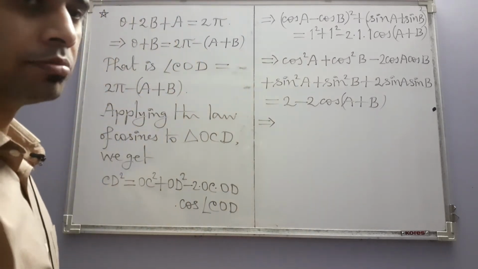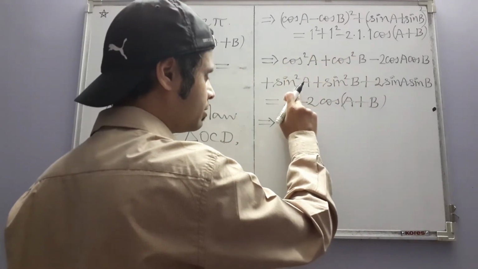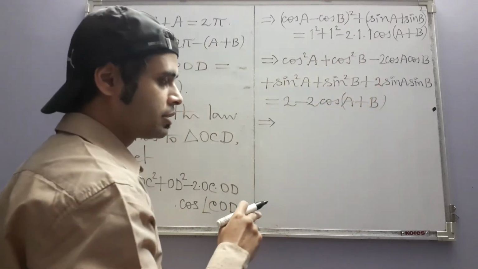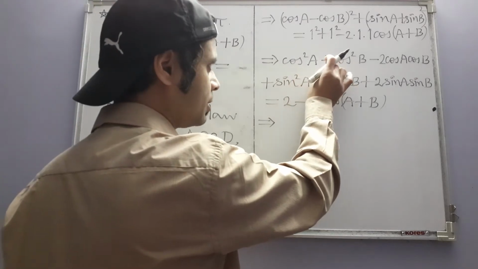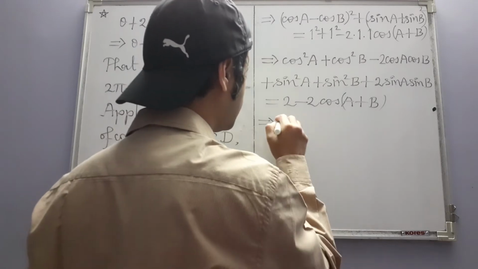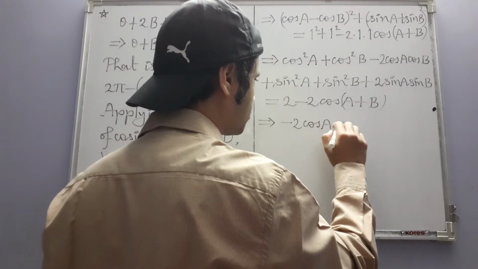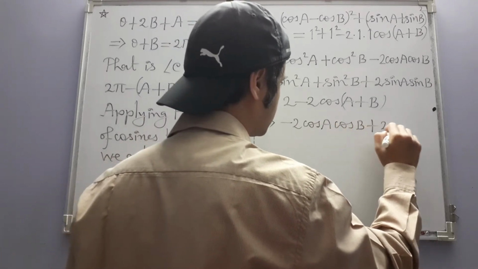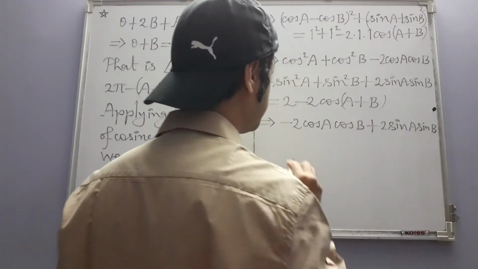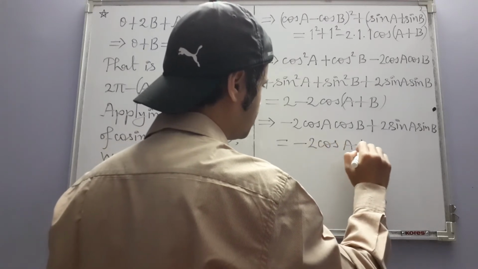Let us be a little brief. Cos square A plus sin square A is going to give us 1. Again, cos square B plus sin square B is going to give us another 1. These two ones give us 2, and we have 2 on this side also, so they cancel out. And we are left with this: minus 2 cos A cos B plus 2 sin A sin B equals minus 2 cos A plus B.